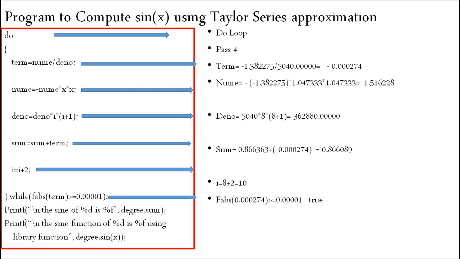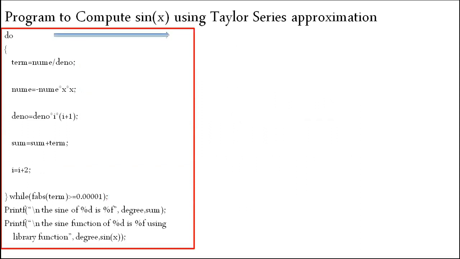Again I have a condition to check. So fabs of term is greater than or equal to the very smallest number. Yes, again 0.000274 is greater than 0.00001, which is true. Condition is true. If condition is true, again I want to go with one more pass until the condition fails. For my next pass, the updated value of term, numerator, denominator, sum. So whatever the value you got in pass 4, this value will be input for my pass 5. So we'll see the next pass now.